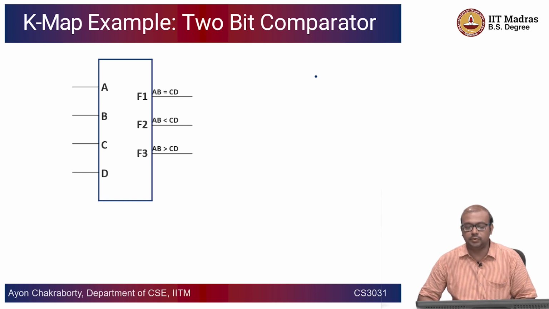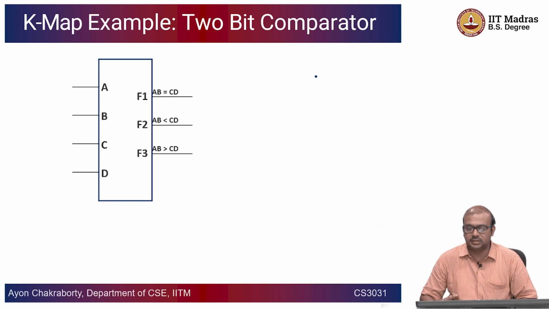And how many rows are we going to have? For the various combinations of inputs A, B, C, D, we are going to have 2 to the power 4, or 16, different combinations of inputs. Okay. And for every such combination, one of the output variables is going to trigger. So whatever be the value of AB or CD, either they are equal, or AB is less than CD, or AB is greater than CD. There is nothing else possible.